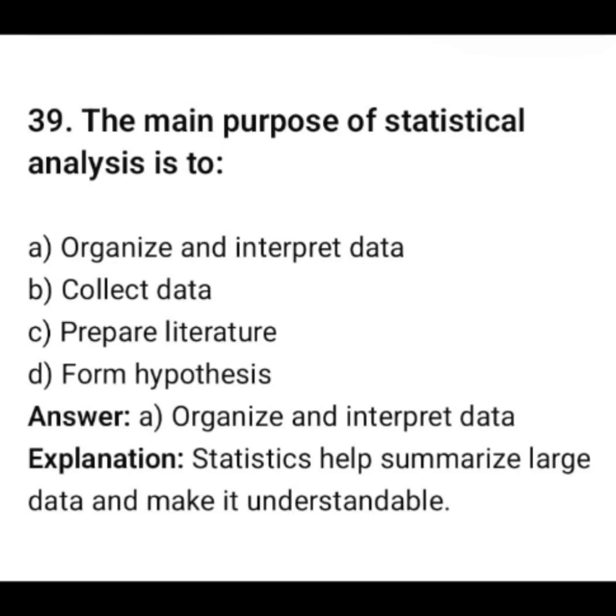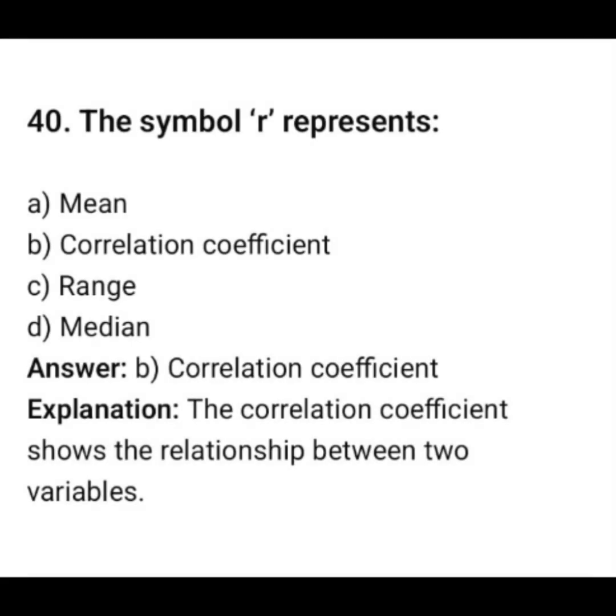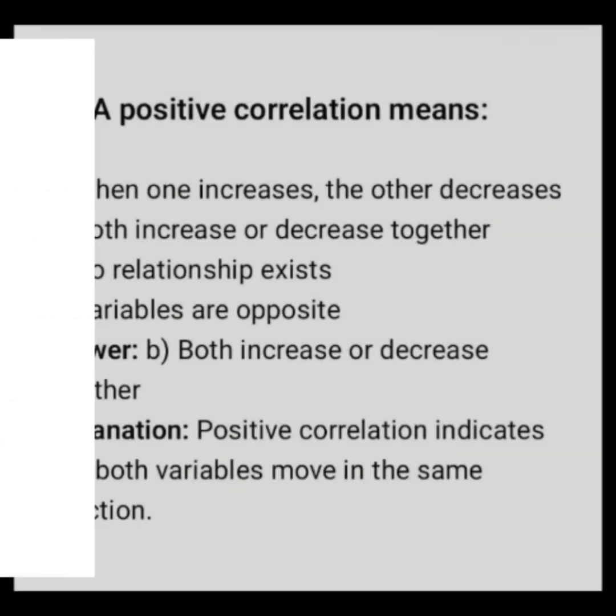The main purpose of statistical analysis is to: organize and interpret data, collect data, prepare literature, form hypothesis. The correct answer is option A, organize and interpret data. Statistics help summarize large data and make it understandable. The symbol R represents: mean, correlation coefficient, range, median. The correct answer is option B, correlation coefficient. The correlation coefficient shows the relation between two variables.